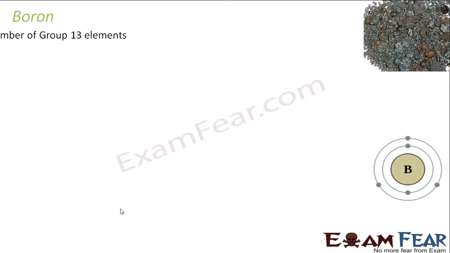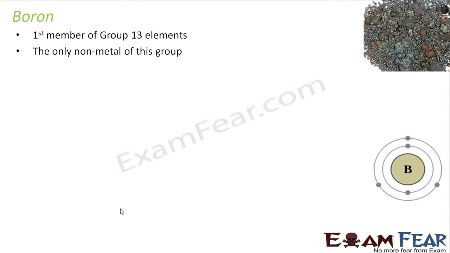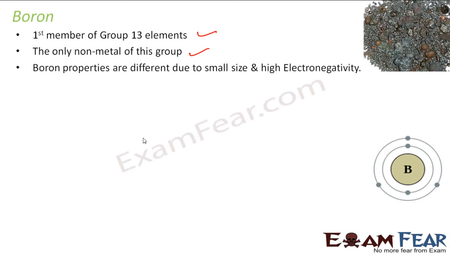Study the boron now. We have studied a lot about the chemical and physical properties of these elements. So boron is the first member of this group 13 elements. This is the only non-metal in this group. Otherwise, the others are metals. Boron's properties are different as compared to other elements in the group 13 elements.